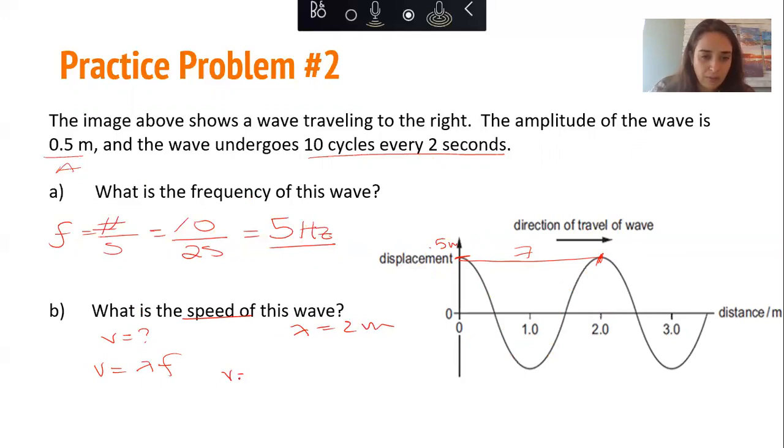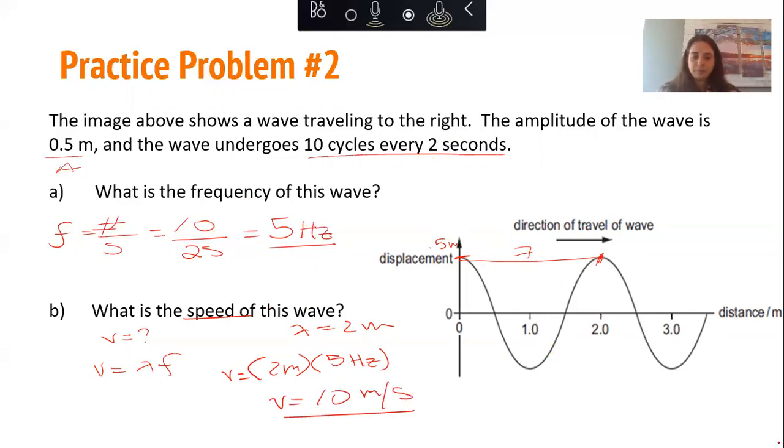So now I can plug information into my equation. So the speed is going to equal 2 meters, the wavelength, times the frequency, which we found to be 5 hertz. And if we multiply these two together, then we get that the speed of the wave is 10 meters per second. Okay. Again, I hope you wrote all this down in your notes. And if you have any questions, keep a note of those and ask your teacher in the chat once we are completed with the video.